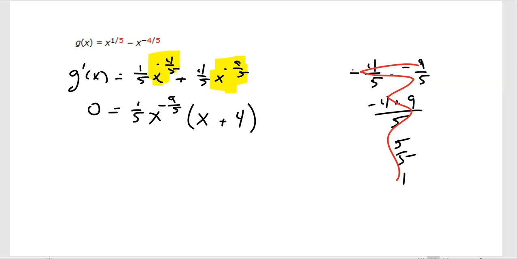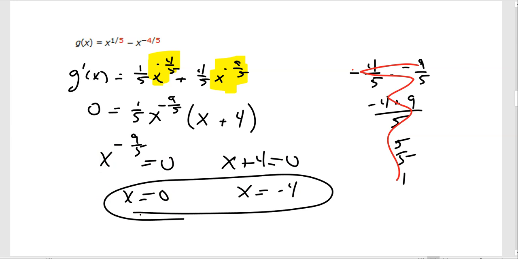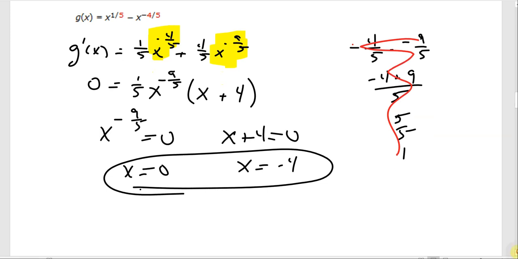Then we could set each factor equal to 0. So x to the -9/5 equals 0, or x plus 4 equals 0. In this case, x has to equal 0, or this one is -4. So our critical numbers are 0 and -4. But when you see these with rational exponents, the trick is, if they all have the x involved, to factor out the one that has the smallest exponent.